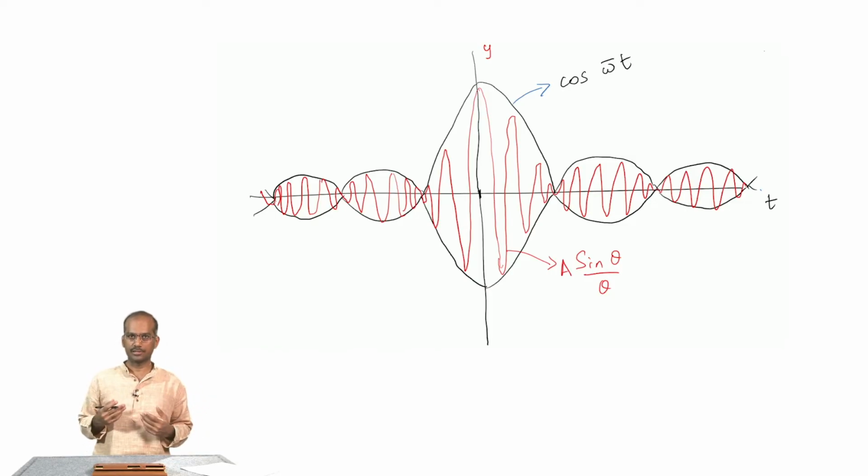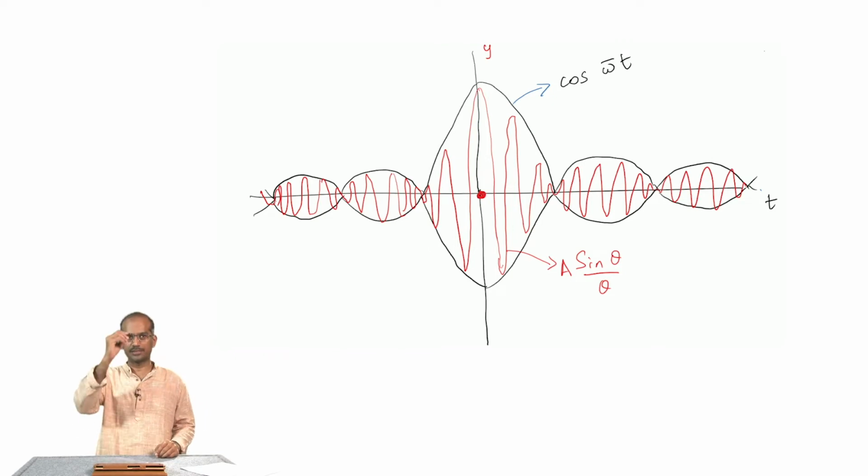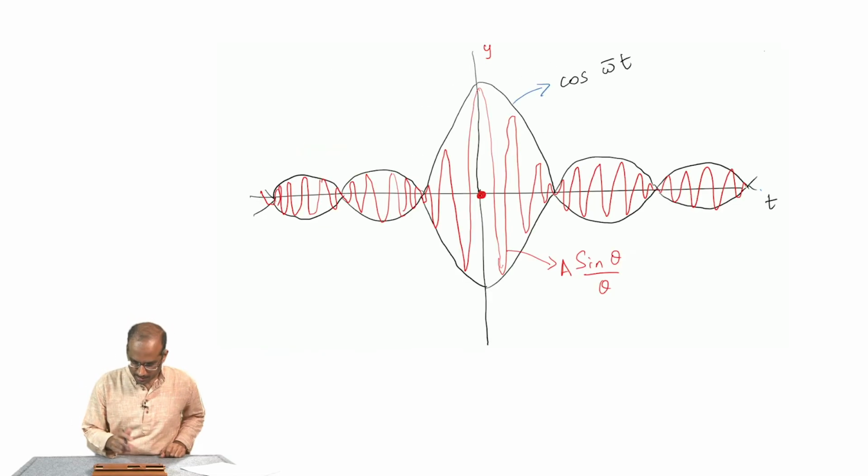While the cos function does not decay, sin theta by theta does decay, which is why you see the amplitude at time t equal to 0, which is this point at the center, is maximum, but after that the amplitude keeps decreasing. So, at t equal to 0, the amplitude is A, this point. So, you will notice that after some amount of time, the amplitude becomes 0 at this point, let us say here.